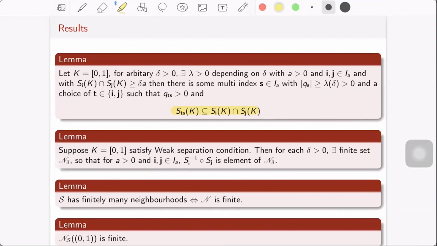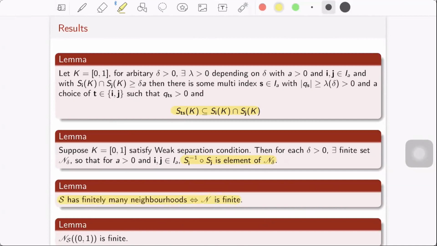Next, I use three lemmas for the other side of the proof. The first lemma says: let K be the [0, 1] interval. For arbitrary delta greater than 0, there exists a lambda depending upon delta such that, with a greater than 0 and considering the same multi-indices, there is some unique multi-index S such that the contraction ratio will always be greater than lambda, which depends on delta, and it will always be positive. Because of this, that image will be contained in the intersection of two images.